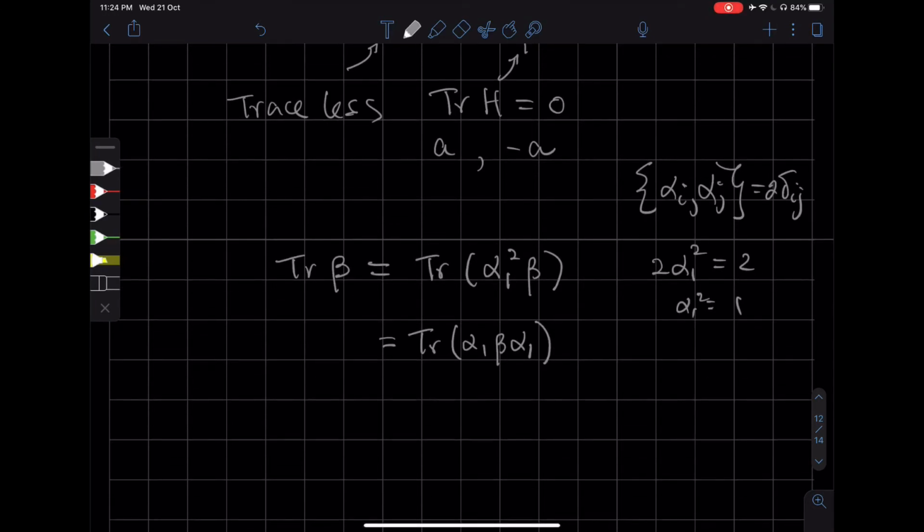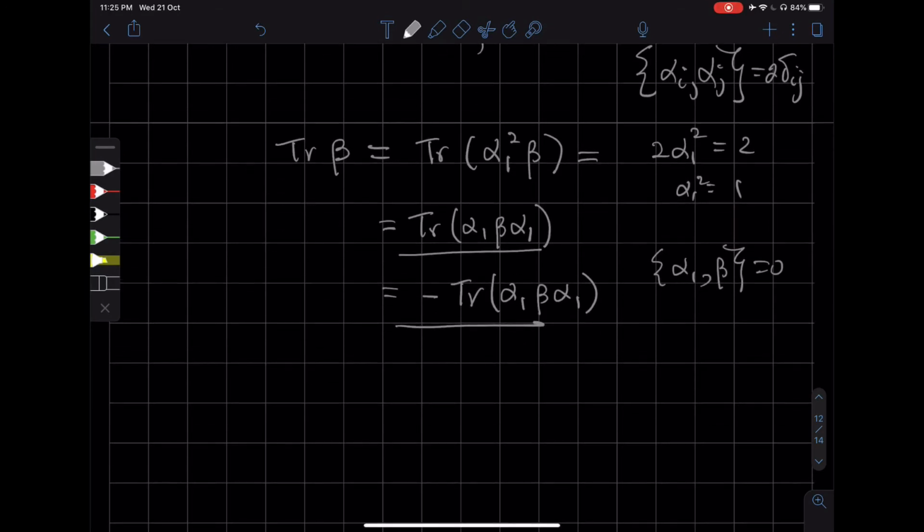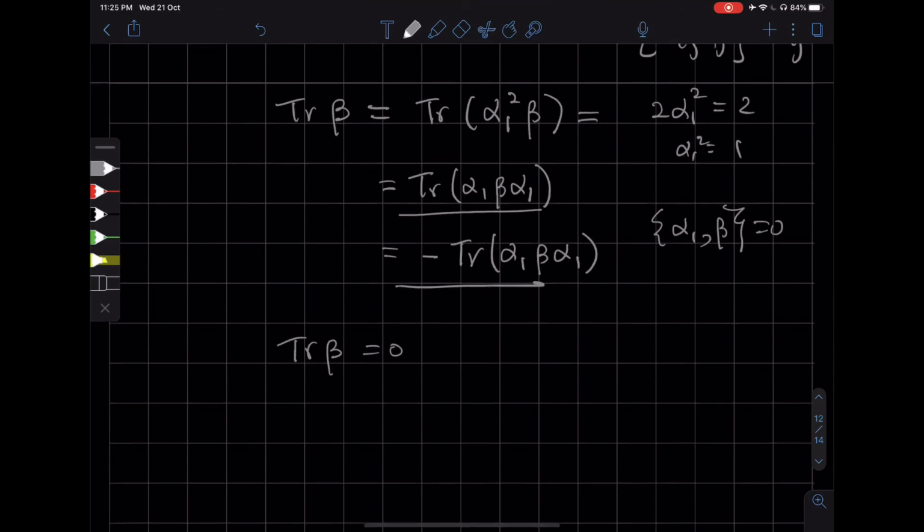But we can also use the fact that α and β anti-commute to write this first line as minus the trace of α₁ β α₁. And therefore, we see that this is equal to the negative of itself. And therefore, the trace of β is 0.